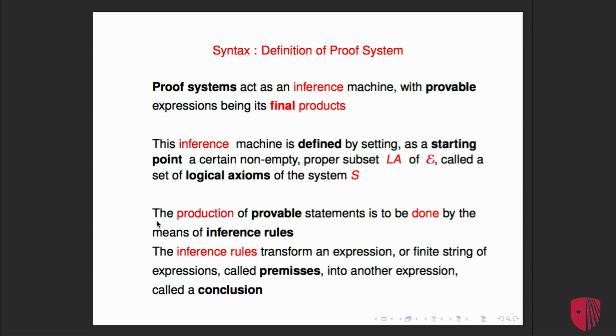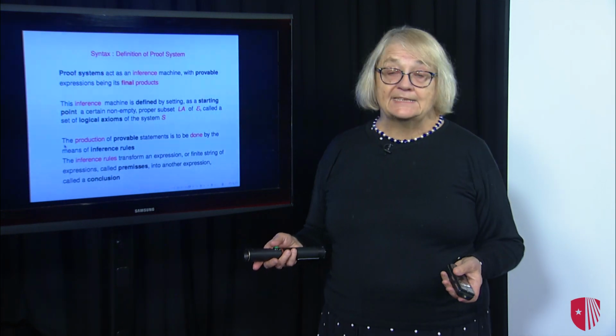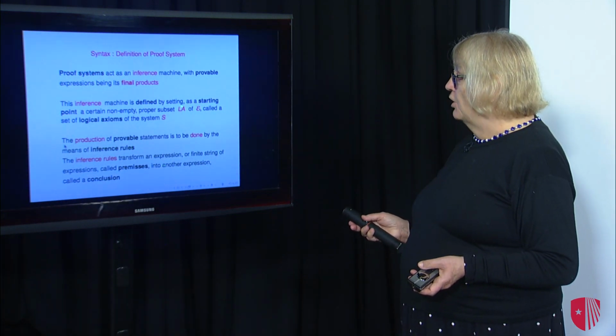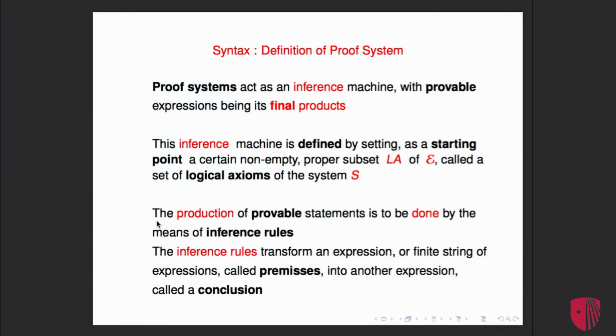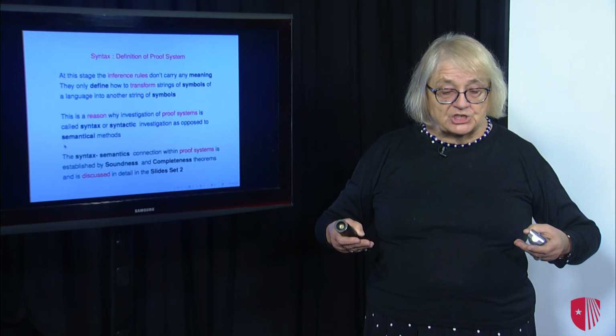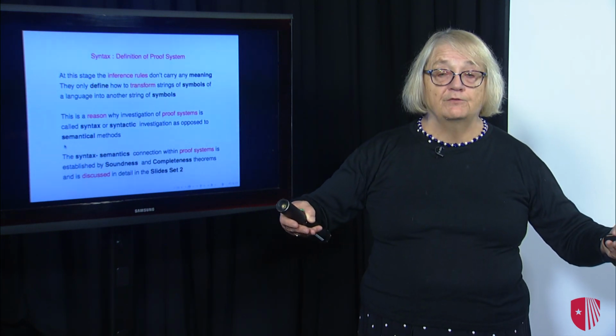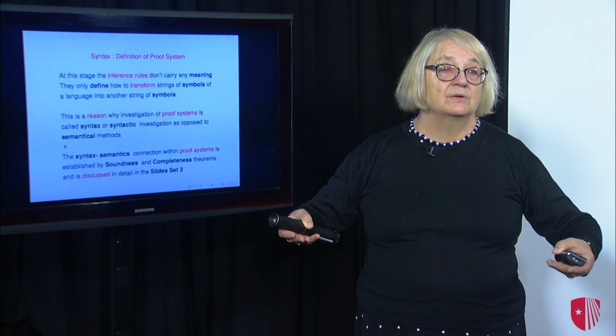And of course, we have inference rules. The inference machine is defined by setting as a starting point a certain non-empty subset of expressions, the logical axioms LA, and the production of provable statements is done by the inference rules. Remember, the inference rules do not carry any meaning. They just change certain formulas, or sets of formulas, or sequences of formulas into another formula.